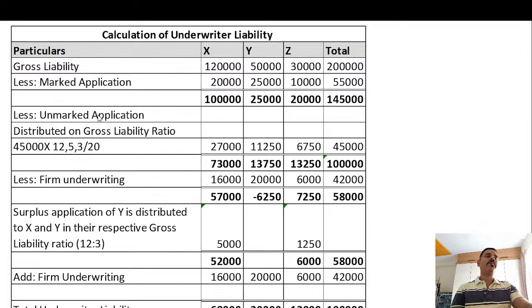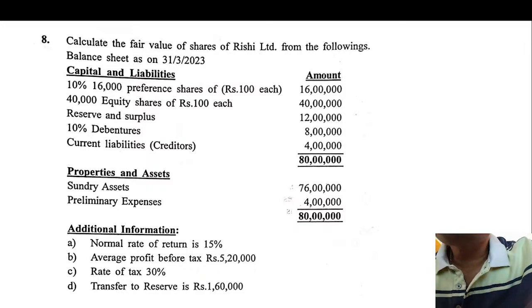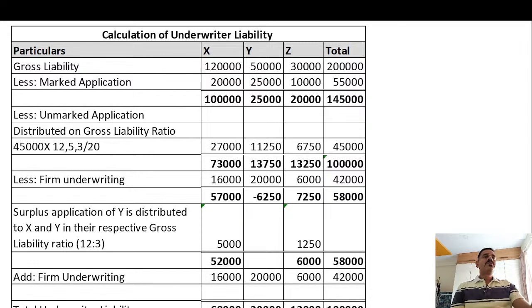Less unmarked applications distributed on gross liability ratio, that is 12 is to 5 is to 3. So 45,000 unmarked applications we are going to distribute on the basis of gross liability ratio. That is 45,000 into 12 divided by 20, 45,000 into 5 divided by 20, 45,000 into 3 divided by 20. So that is 27,000, 11,250, 6,750, total 45,000.